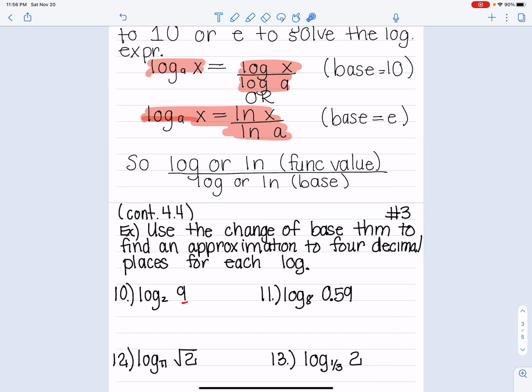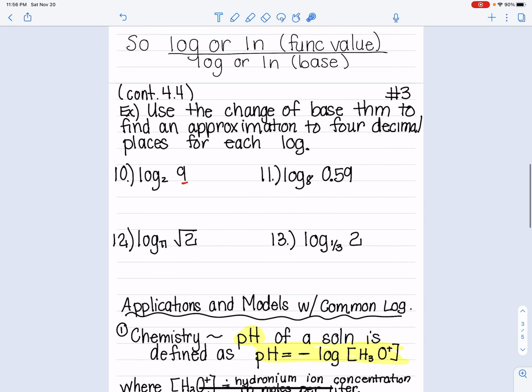So you get to one. Let's do it. Look what I said. Use the change of base theorem to find approximation to 4 decimal places for each log. Okay. Let's do it. First one. Remember, you could use log. You can use common log or ln. So you do log of the function value, which is 9, over log of 2. Or you could do it as ln of 9 over ln of 2.